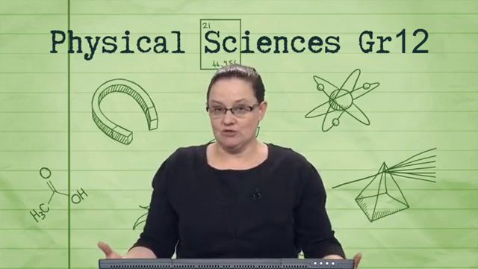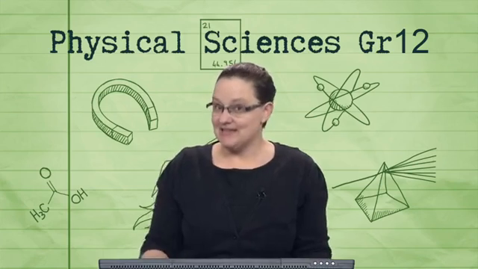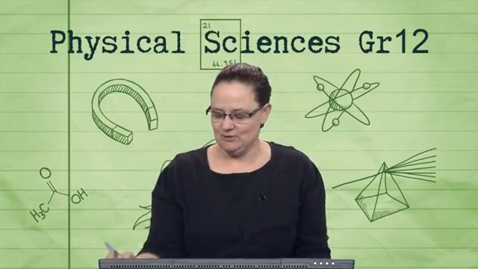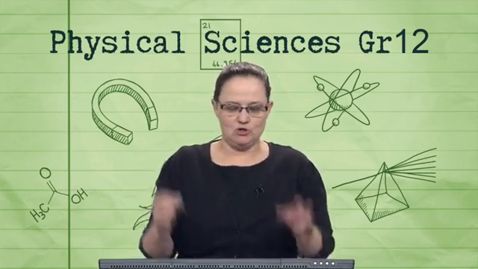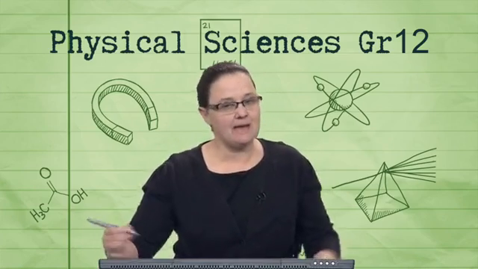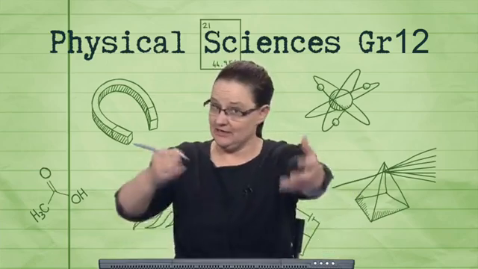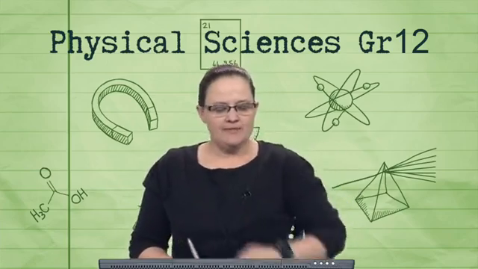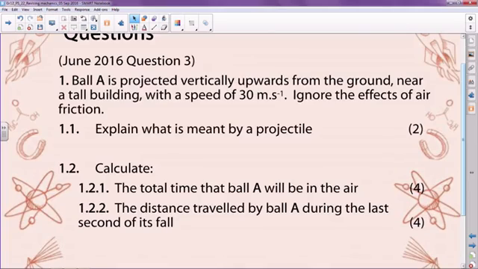We're going to start with vertical projectile motion, and today, you guys are going to do a lot of work, so we need to see how much you've actually learned this year. So, let's just dive into the first question. And sometimes I'm going to do the answers straight away with you, and sometimes I'm going to let you do some, okay? So they tell you ball A is projected vertically upwards from the ground near a tall building with a speed of 30 meters per second. Ignore the effects of air friction.